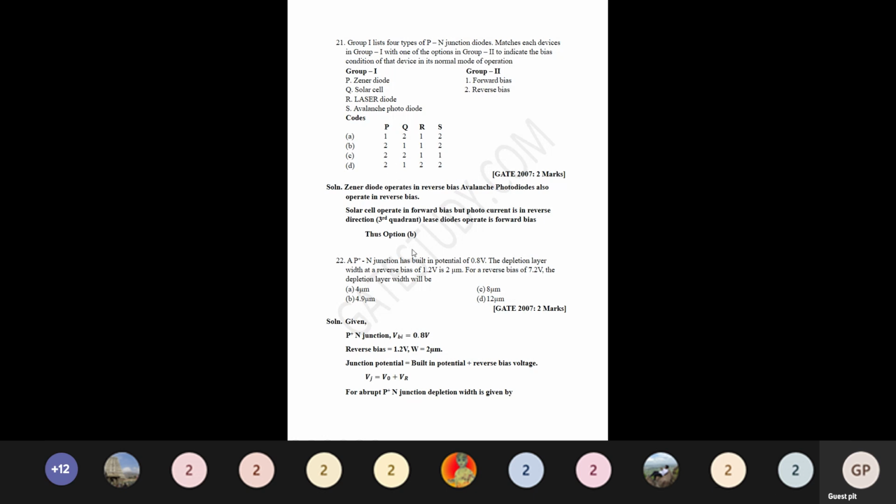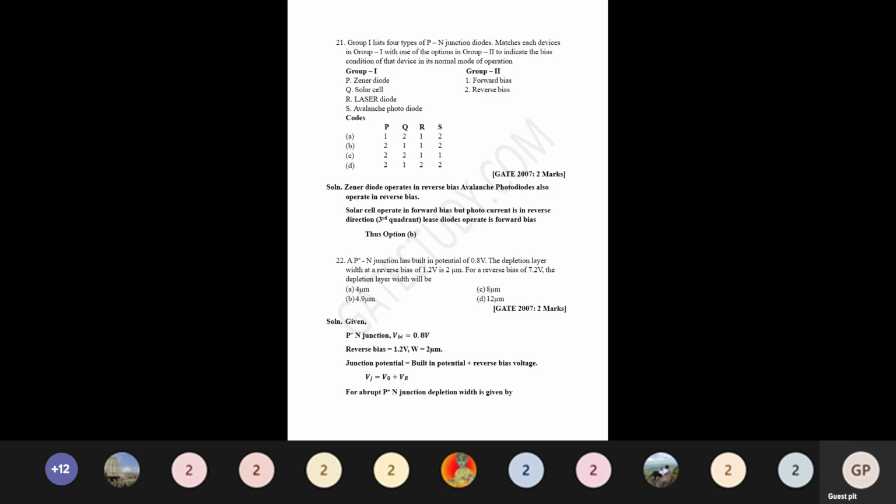Okay. Next, solar cell operates in forward bias, but the photocurrent is in reverse bias. Laser diodes operate in forward bias. So solar cell will operate in forward bias, and laser diode will operate in forward bias. So the Zener diode is reverse bias 2, solar cell forward bias 1, laser diode forward bias 1, and avalanche photodiode reverse bias 2. So 2 1 1 2, option B is the right answer. That is reverse bias, forward bias, forward bias, and reverse bias.